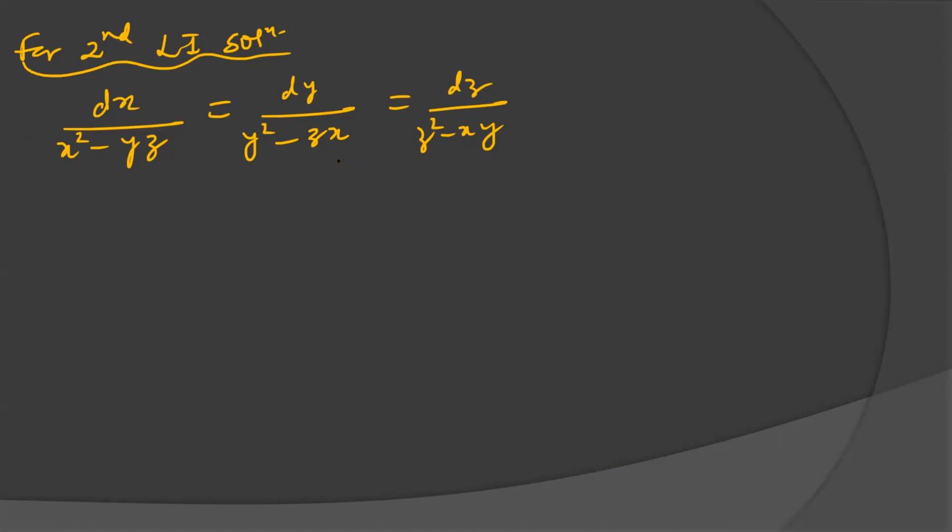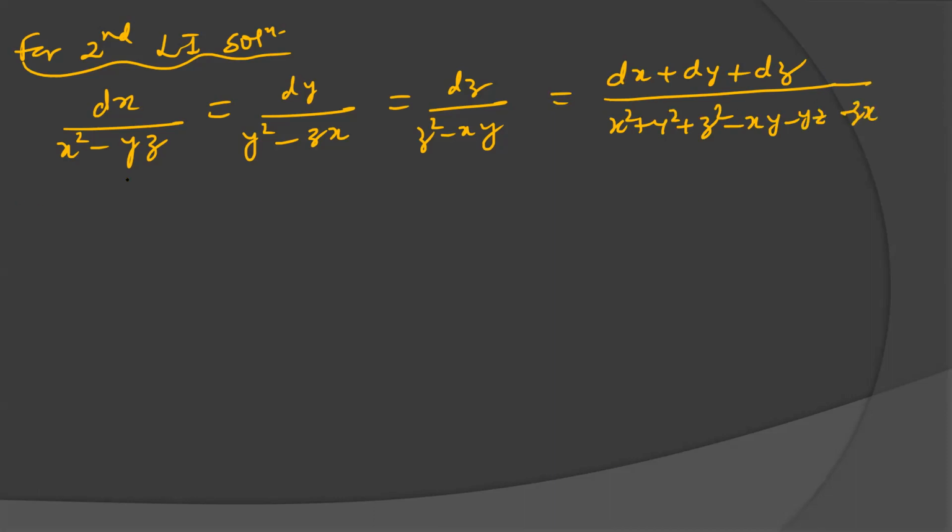what type of formula? This is the formula of x plus y plus z times x square plus y square plus z square minus xy minus yz minus zx. So let's see that. Firstly, I am going to add directly. It is dx plus dy plus dz over x square plus y square plus z square minus xy minus yz minus zx. We have added simply by taking alpha 1, alpha 2, alpha 3 equal to 1.